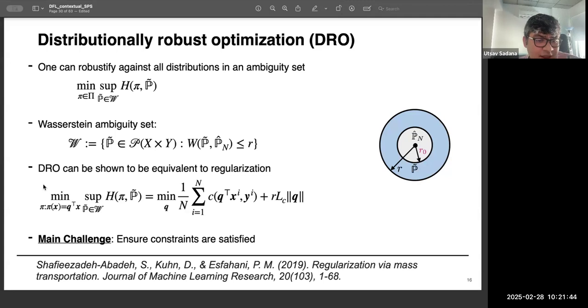Now, if you restrict attention to linear policies and you solve this distributionally robust optimization problem, they show that it is equivalent to solving a regularized newsvendor problem, or basically a regularized optimization problem. This penalty term also depends on the Lipschitz constant, as well as on the norm of Q. The main shortcoming of this decision rule optimization based approach is that it is very difficult for you to ensure that the constraints are always satisfied.